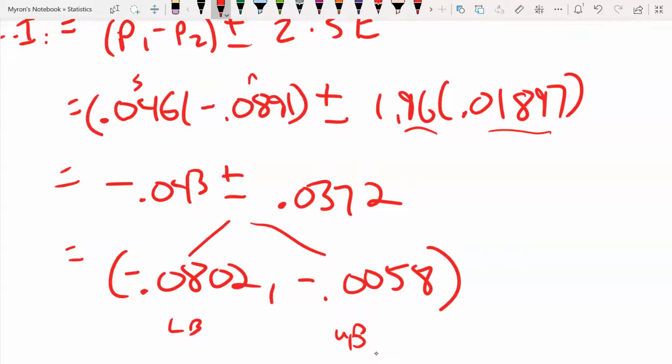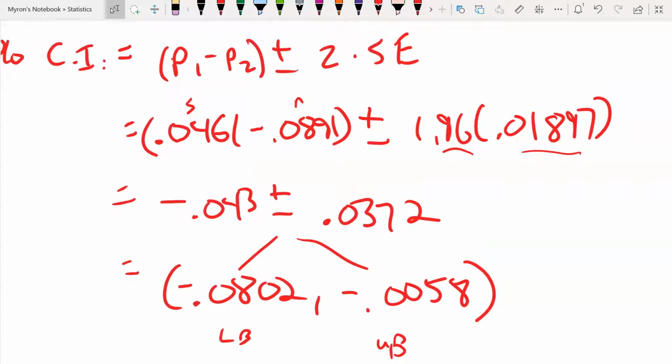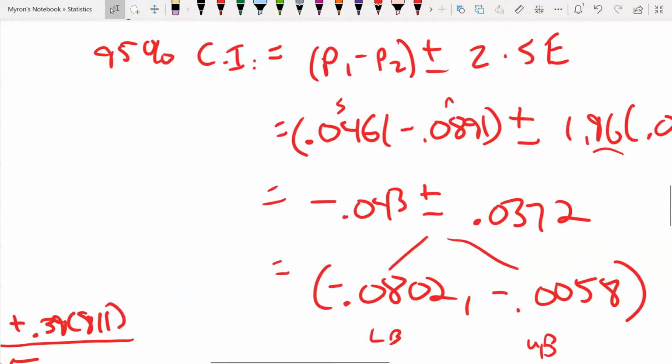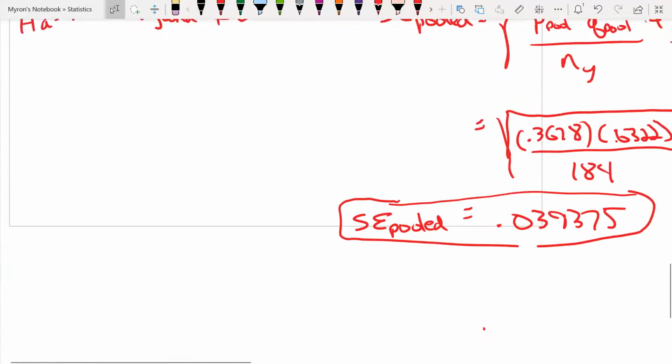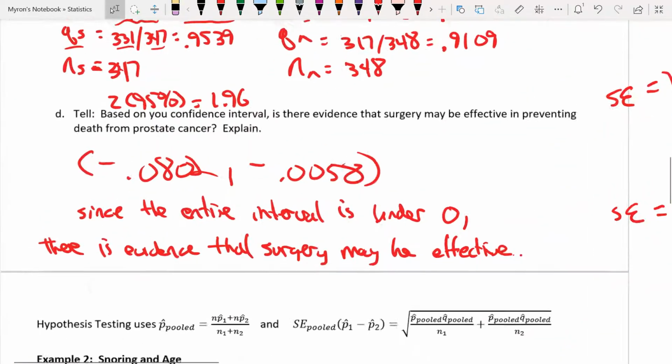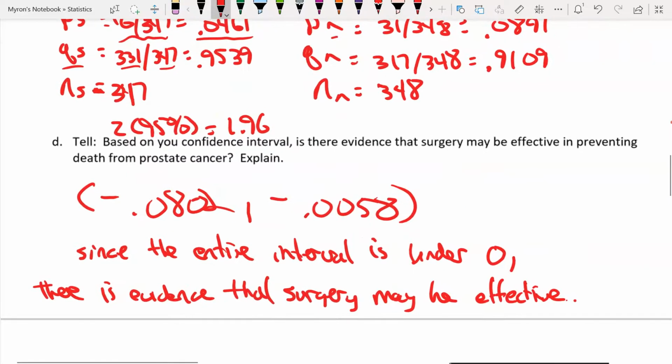It's all to the left of 0, which means we're 95% confident the true value is below 0. So we're 95% confident that this worked, that the surgery worked and it was effective. Since the entire interval, so I got my interval here, negative 0.0802 to negative 0.0058. And since the entire interval is under 0, there's evidence that the surgery may be effective here. So we've got compelling evidence that this surgery worked.